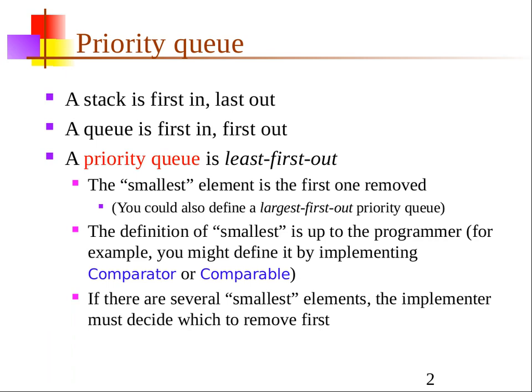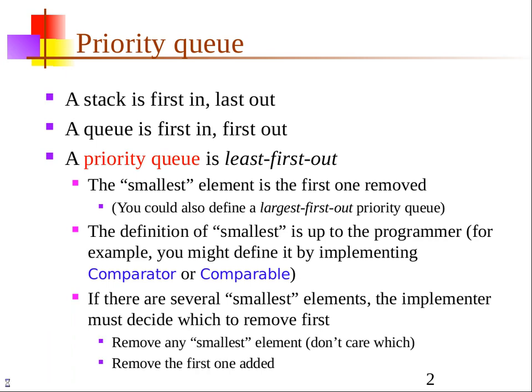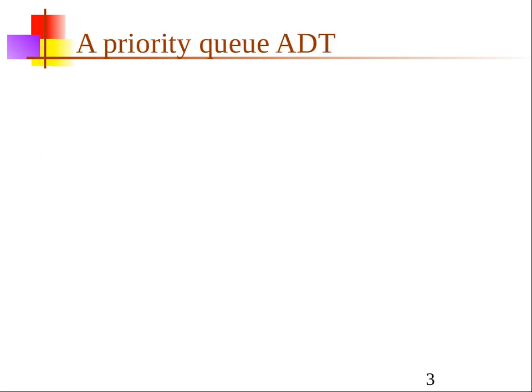These slides are for Java, that's why there's a comparator or comparable, but they work for C++ as well. Naturally, if there are several smallest elements, you can decide which one goes first. We don't care which one. They all have the same priority. You just have to make sure that all of them go before anyone else of a lower priority goes.